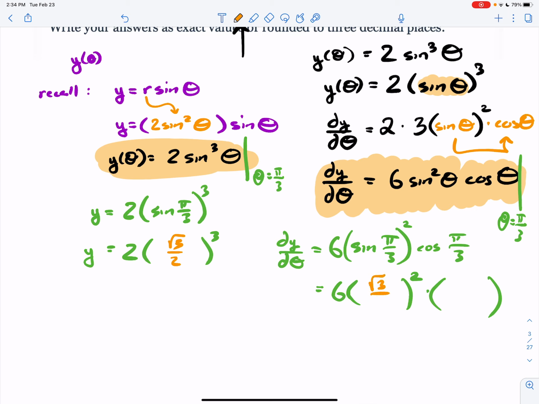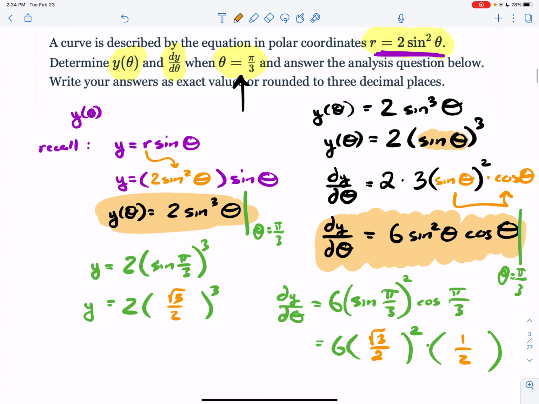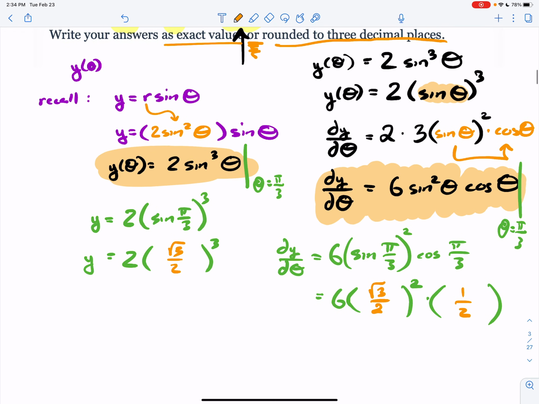If you just take a look at the unit circle, there you have it. Cosine of pi over 3 is really just 1/2. Now, you can keep going. Here they say write your answers as an exact value or round it to 3 decimal places. So we can decide to leave it here or we can decide to round it. Personally, I'm going to leave it because then that's just less work for the calculator.